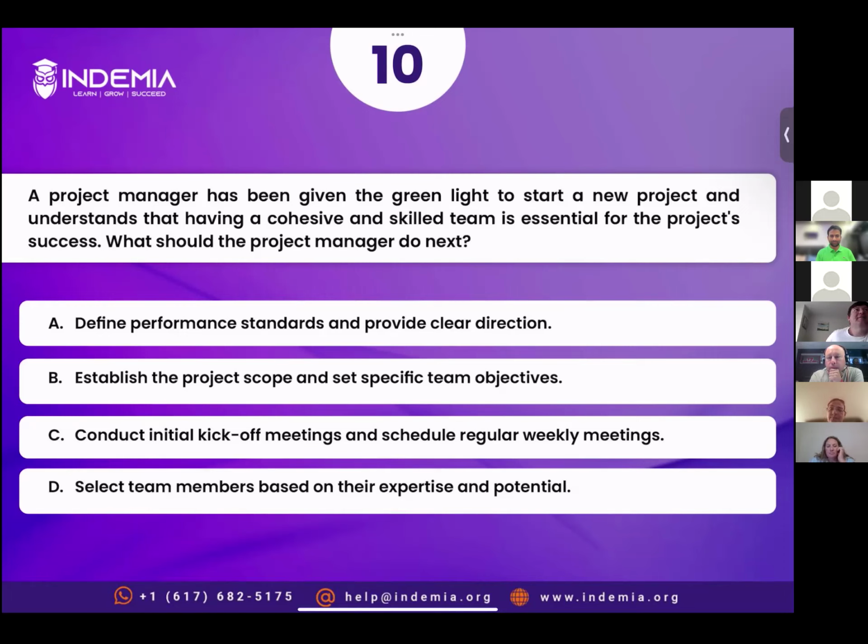Yeah, I sort of had the same logic as Leila, but slightly different. I went by elimination. For option A, define performance standards and provide clear direction. Again, who are you going to provide the direction to if you have no team? Then B, establish project scope and set specific team objectives. We already have a project manager that tells us the project is already defined. So again, there is no need for B.